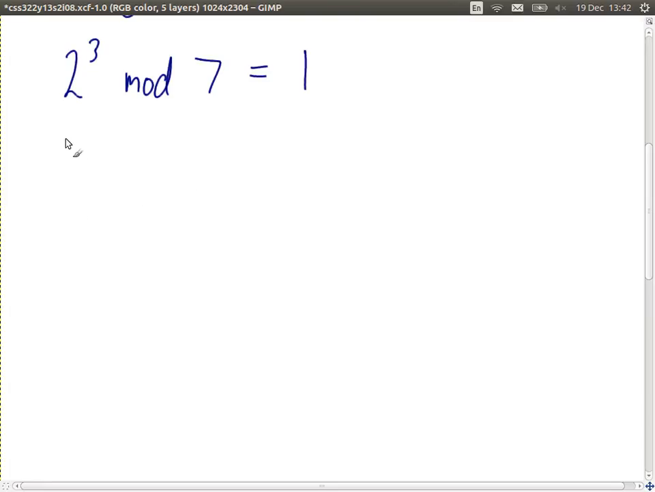Solve this one. No calculators. 11 to the power of 7, mod 13. Bonus, 1 mark for the quiz, if someone can do it quickly. No calculators.